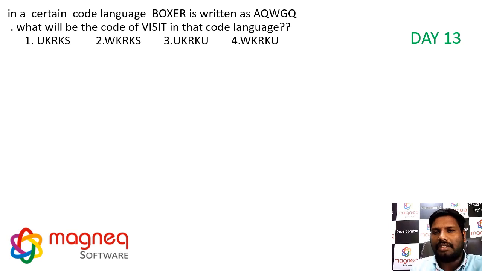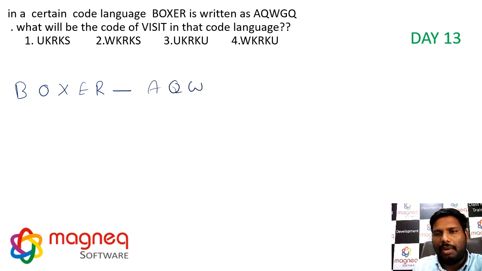Next, in a certain code language, BOXER is written as AQWGQ. What will be the code of VISIT in that code language? So, given BOXER written as AQWGQ. So B value 2, O value 15, X value 24, E value 5, R value 18. And 1, 17, 23, 7 and 17.